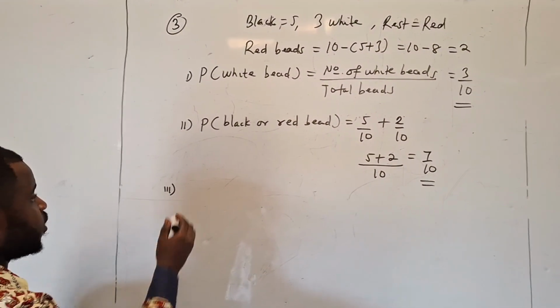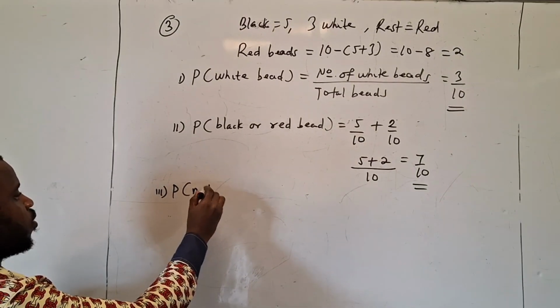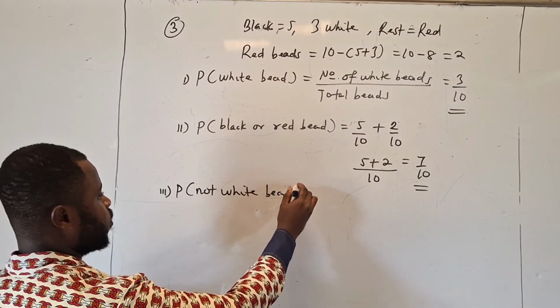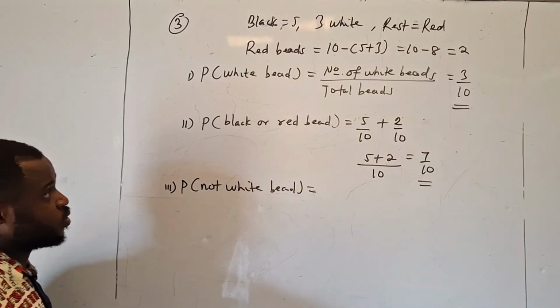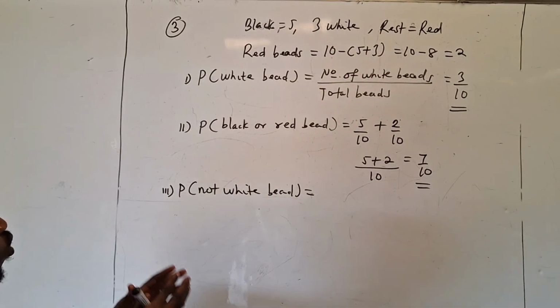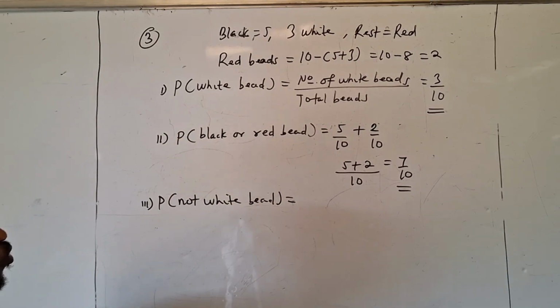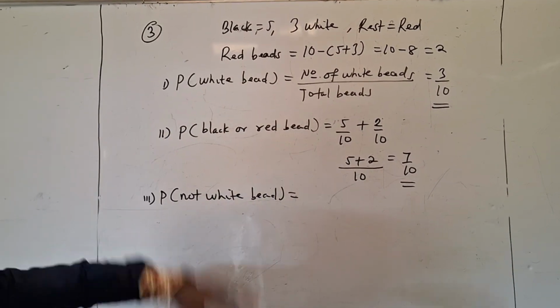So the probability of not picking a white bead, which means you are looking at if it is not white, then it means we can pick any of the other beads. So it is either the black bead or the red bead.